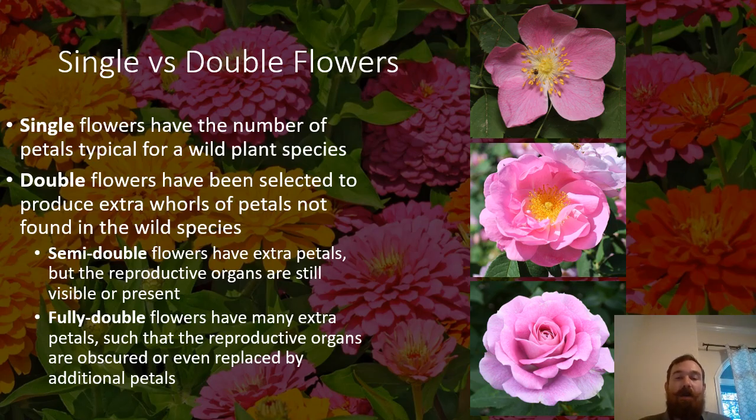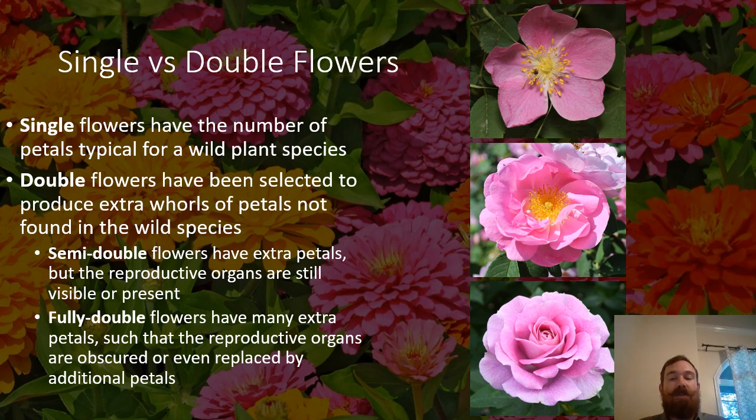Some have semi-double flowers that have a lot of extra petals, but maybe the reproductive parts are still visible or they're still present. Fully double flowers sometimes don't have any reproductive parts at all. Sometimes they've been replaced by petals.